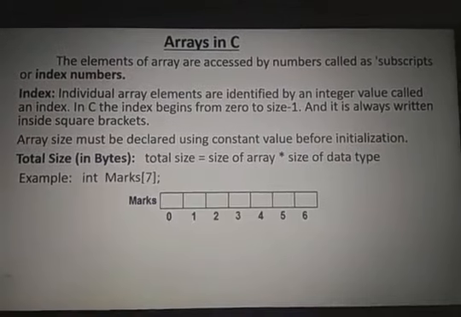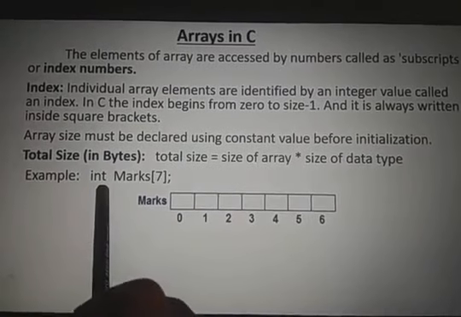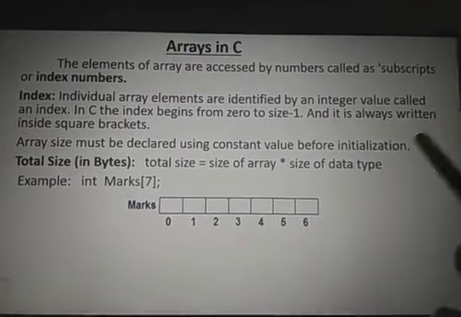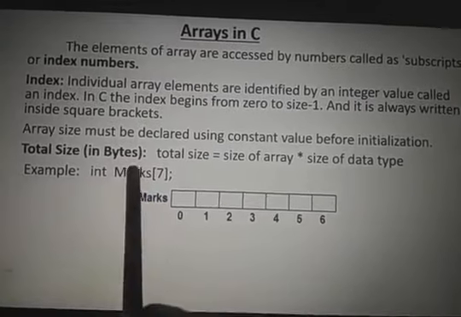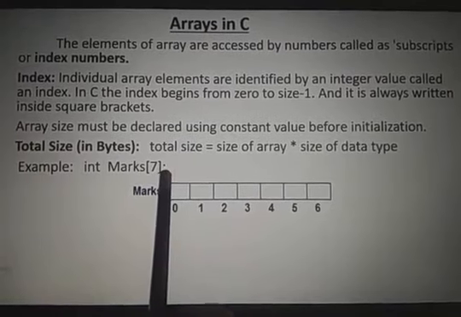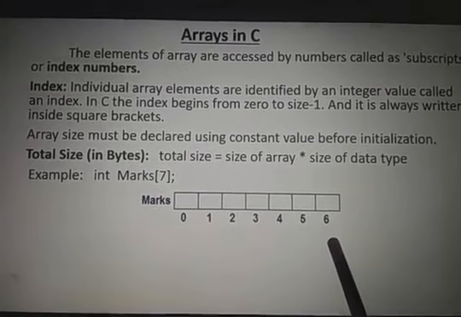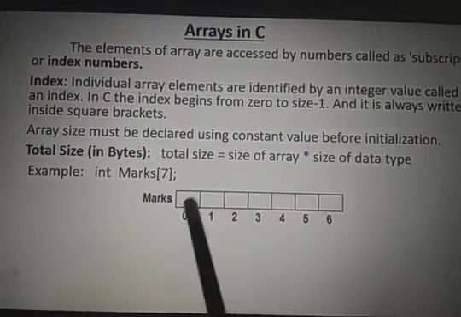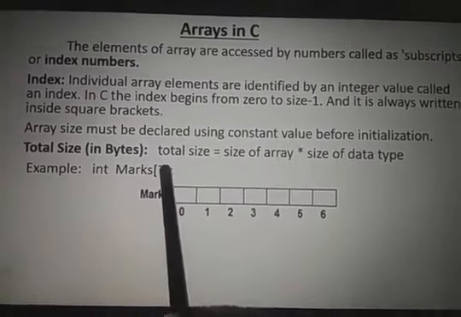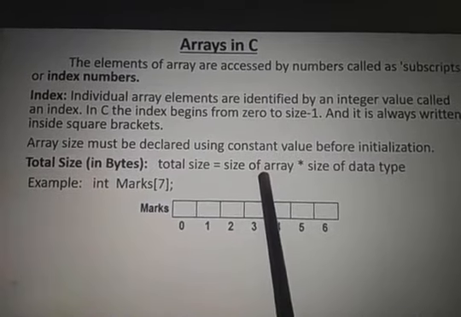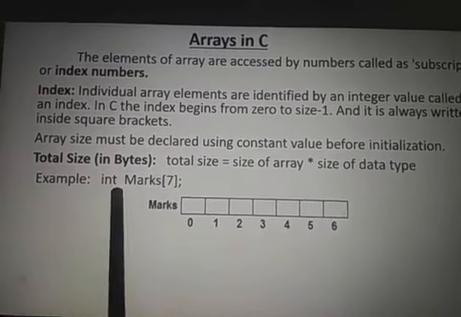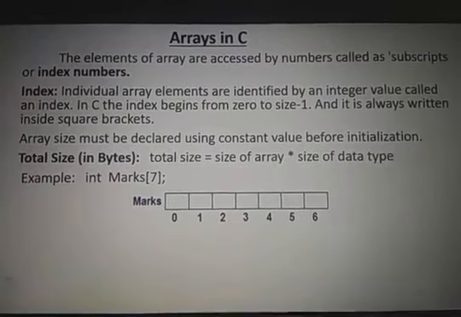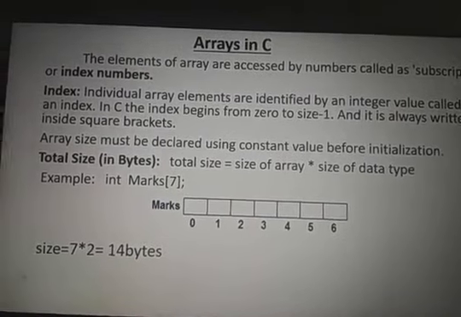Now just see the example. I declared one integer data type, marks of 7. Instead of declaring M1, M2, M3, M4, M5, M6, M7, I declared only marks of 7 subjects. Then 0 to 6, because the index starts from 0 to size minus 1. Now, how much memory is allocated? How many elements are there? 7 elements. Size is 7. 7 into 2, because integer data type is 2 bytes. 7 into 2 equals 14 bytes.